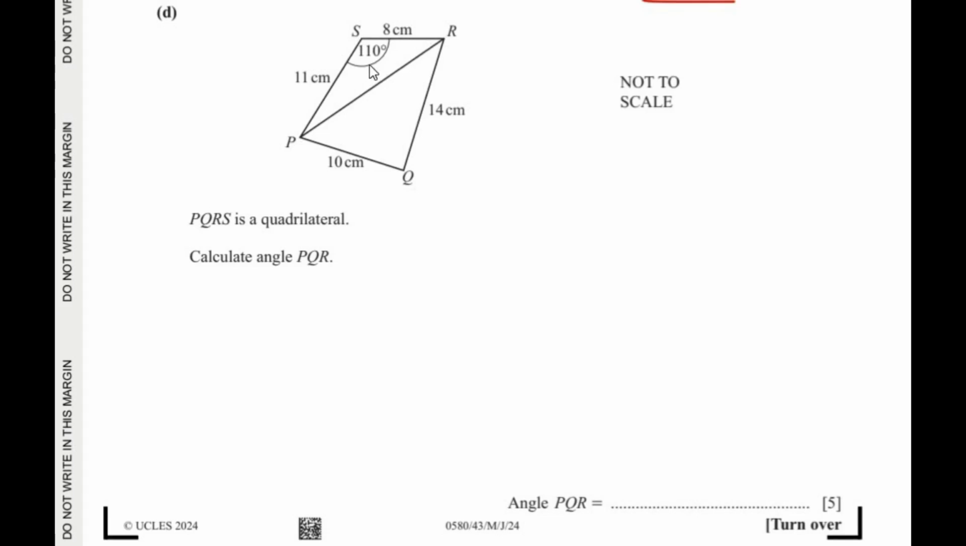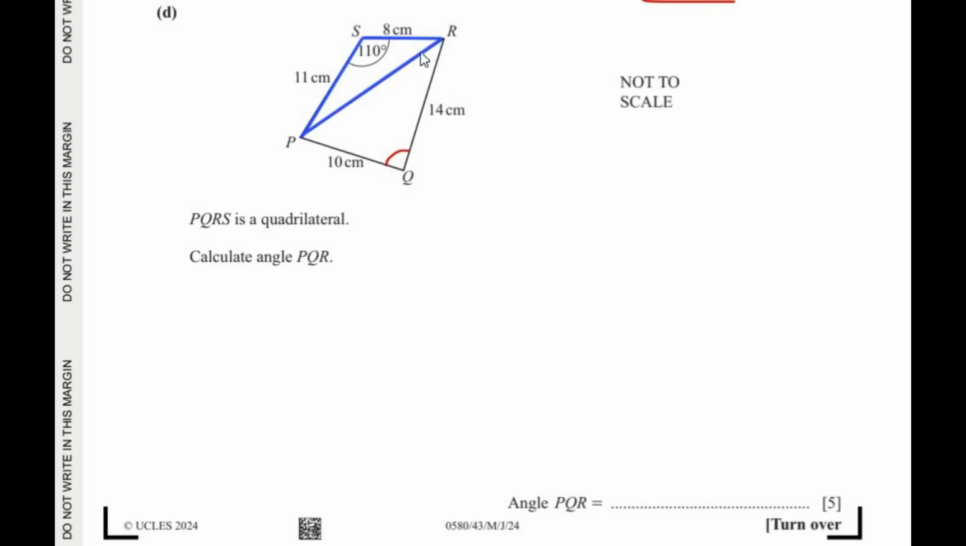PQRS is a quadrilateral. Calculate angle PQR. So this is the angle we need to find out for this quadrilateral. To find this angle, let us first consider the triangle PSR. And once we have considered this triangle, let us try to find out the length of PR as it is a common side between the triangles PSR and PQR.